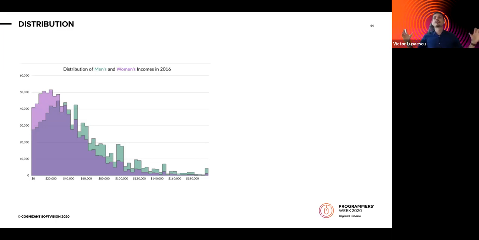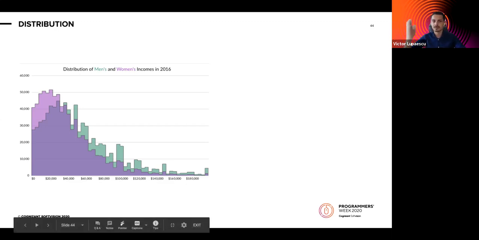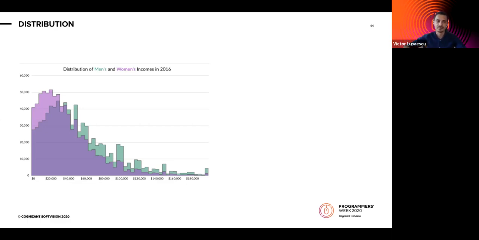Distribution. Distribution is when I want to see the distribution of values across a specific metric. This chart here shows the distribution of men's and women's incomes in 2016. From left to right, so left lower income, right higher income, and on the left axis, so from bottom to top, is how many people were within that category. I can easily get some conclusions here. So it's a really nice way to represent distribution through a histogram. Right? It's very used. I definitely recommend it.